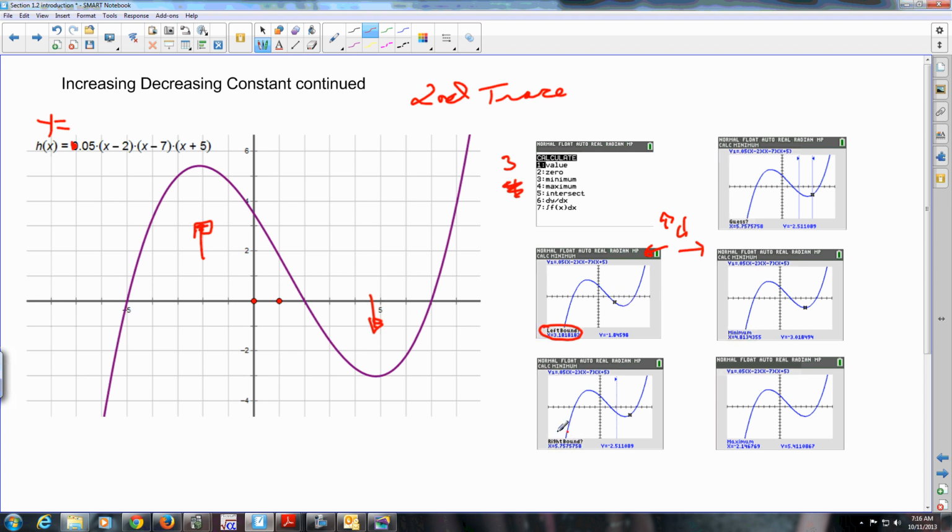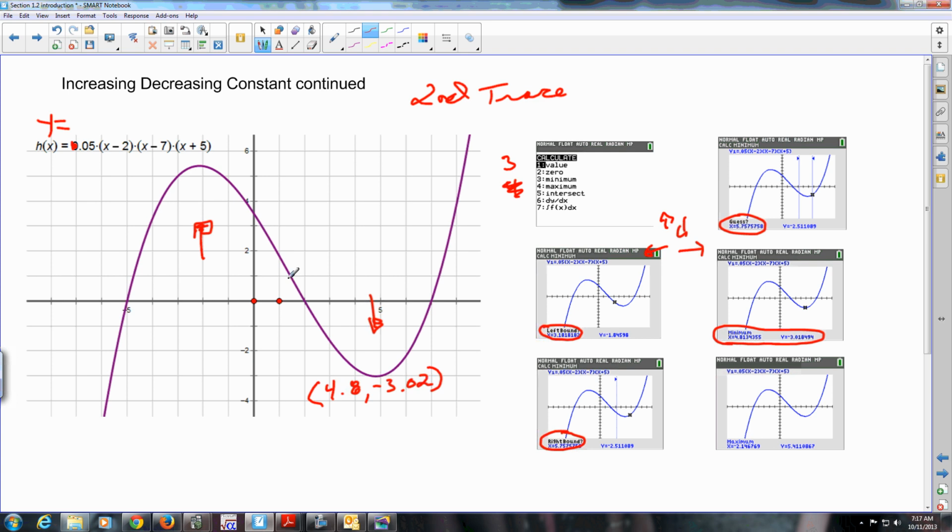As soon as you do that, it's going to ask you for the right bound. So then you arrow over to the right and hit enter, and it's going to bring up, is this your guess? Well, it always bugs me that it asks you if that's your guess, because if it's not your guess, there's nothing you can do about it. So you just hit enter again, and it brings up the coordinate for that minimum. So I'm just going to round it. 4.8 and negative 3.02. Okay.